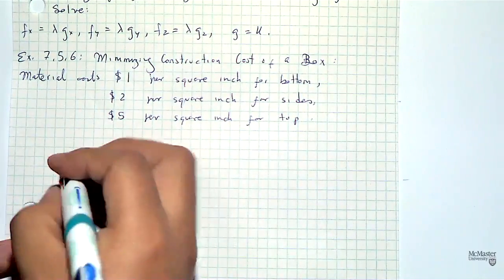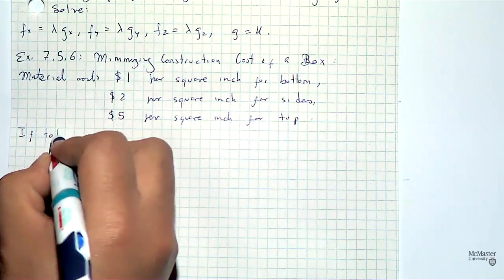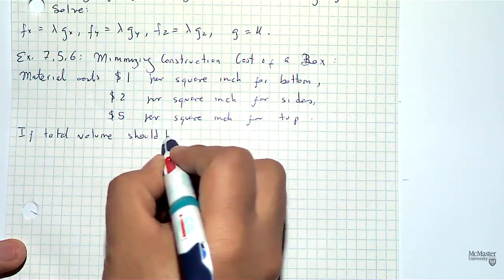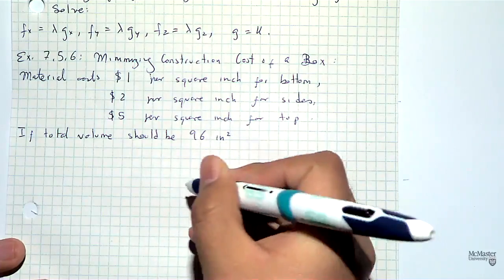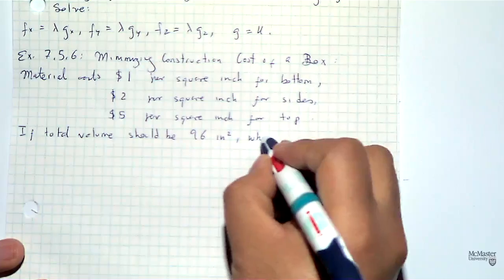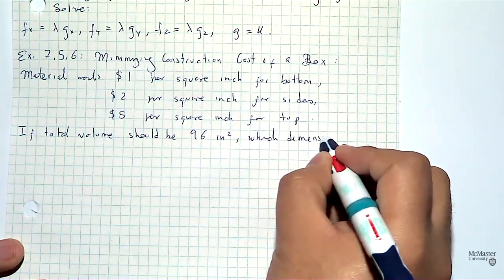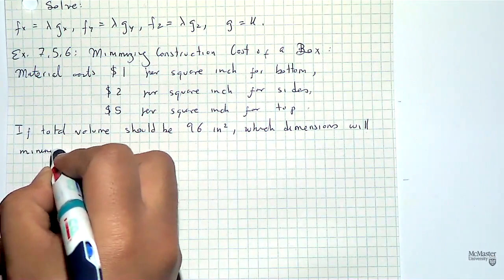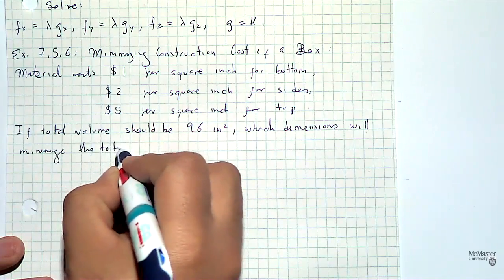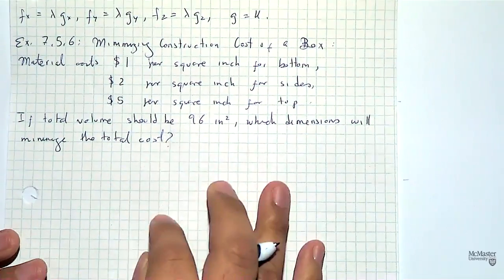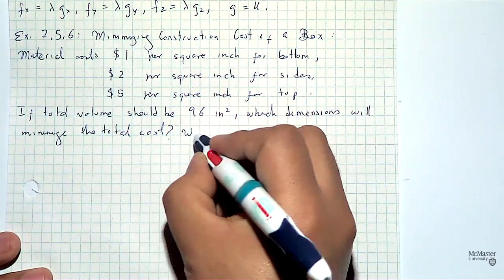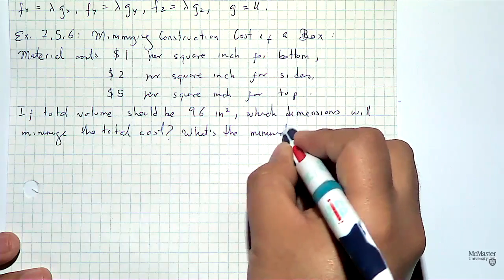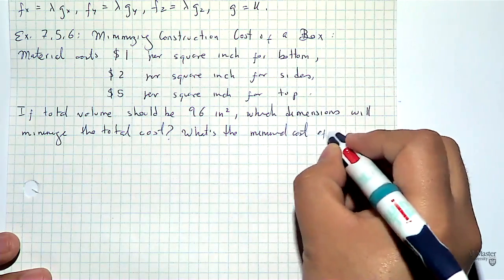Now, here comes the constraint, of course, right? So if the total volume should be 96 square inch, which dimensions will minimize the total cost? And then the second question is, what's the minimal cost of construction?